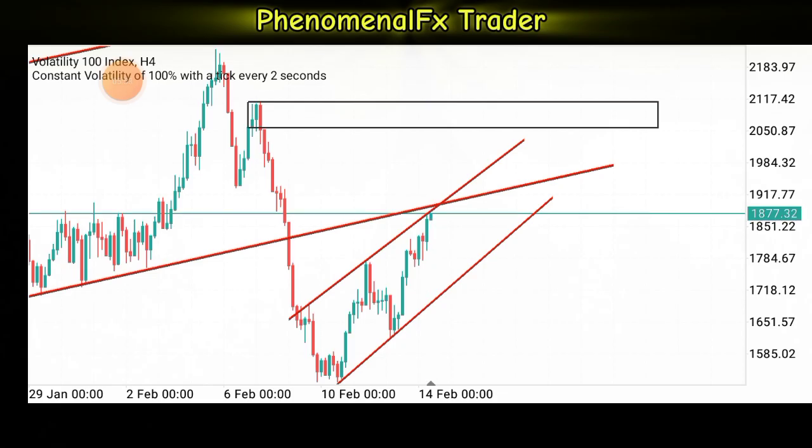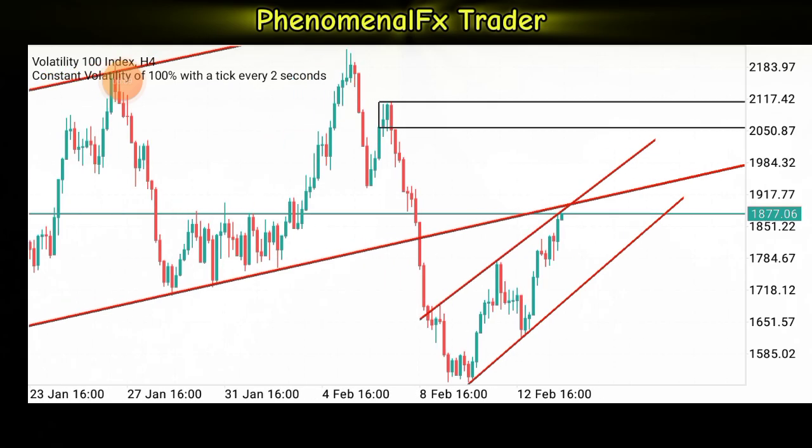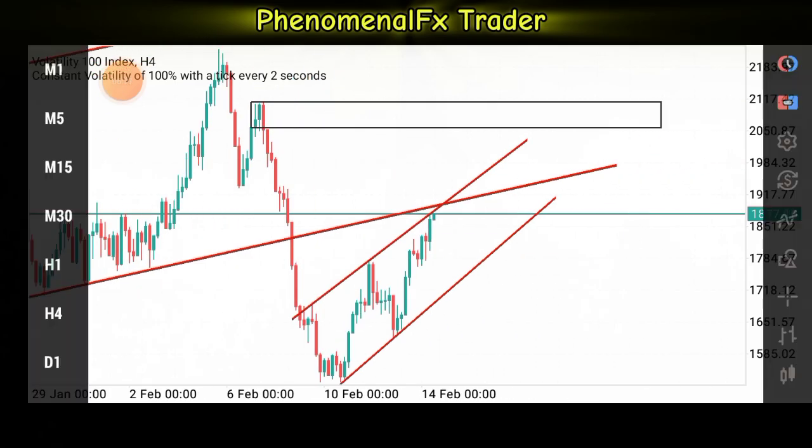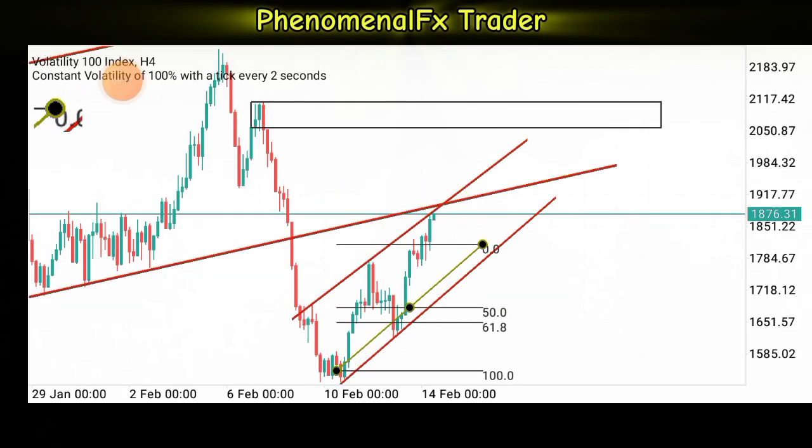All right. So during the pullbacks, you can just easily find an entry, because you can find some buy opportunities while the market is pulling back to this zone. So this is a higher time frame. You can use, for example, this Fibonacci retracement tool. It's very powerful. Let me show you guys something.